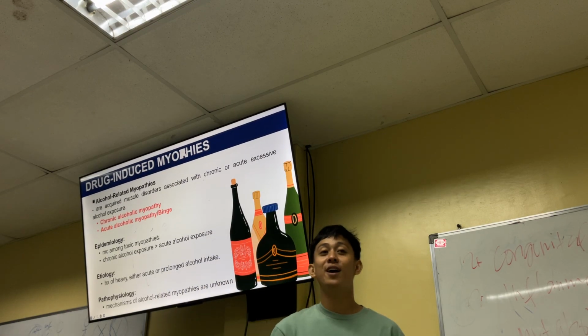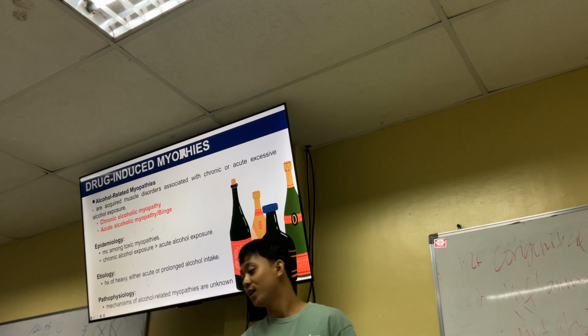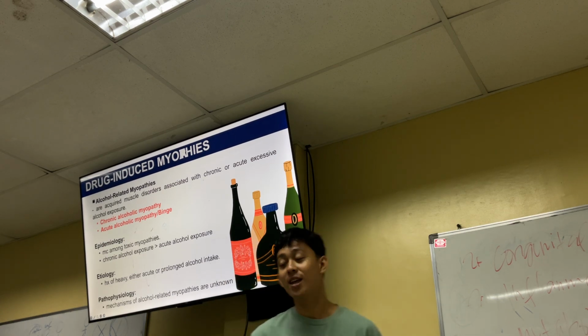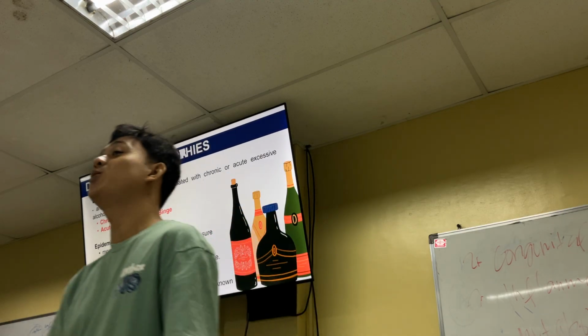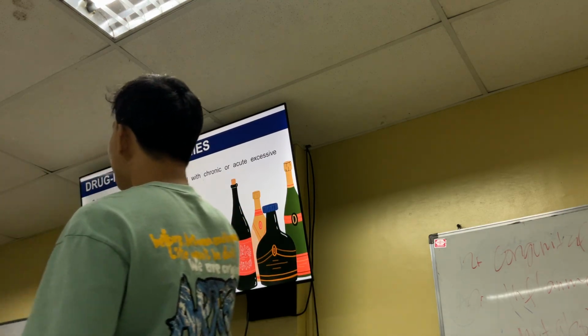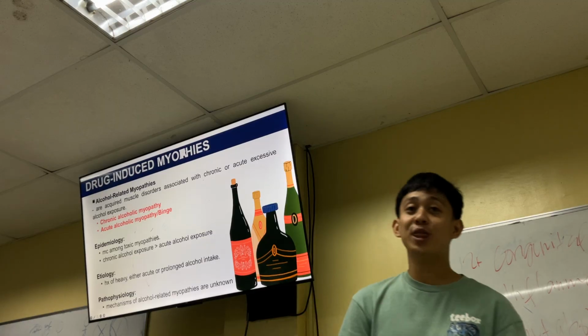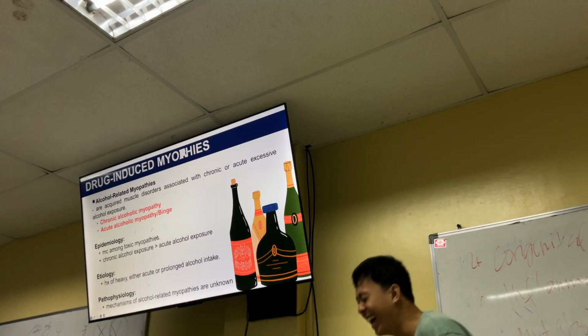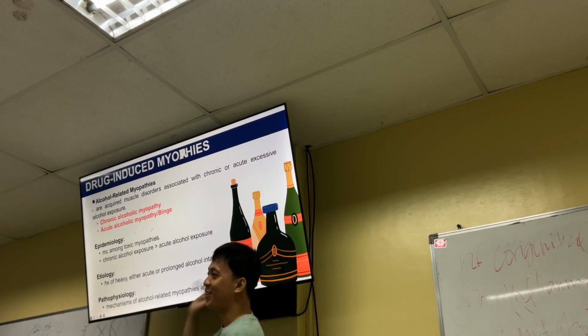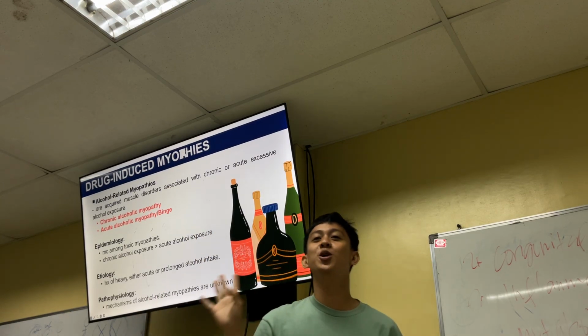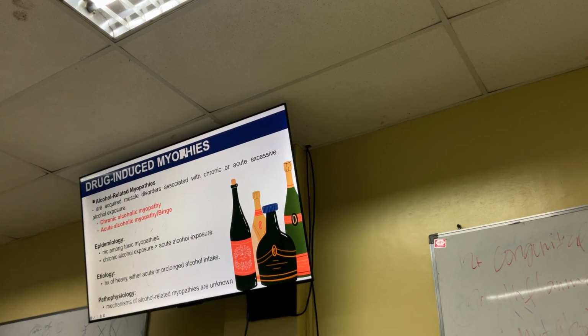And lastly, we have drug-induced alcohol-related myopathy. It could be acquired because of exposure to alcohol. We have here chronic alcoholic myopathy and acute alcoholic myopathy. So guys, which do you think is more severe and more complicated? Is it chronic or acute?